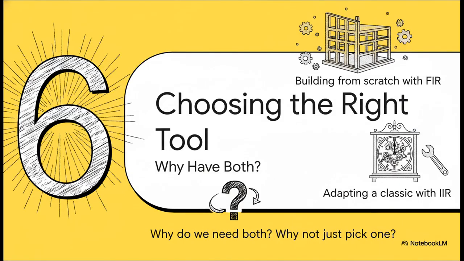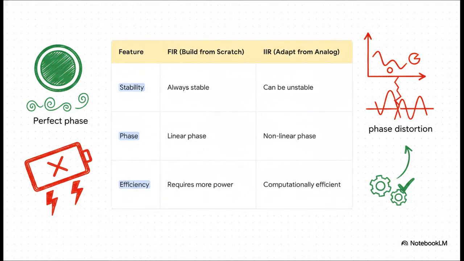So we have these two really powerful philosophies, building from scratch with FIR or adapting a classic with IIR. So why do we need both? Why not just pick one and call it a day? Well, like so many things in engineering, it all comes down to trade-offs. You know, a little give and take.